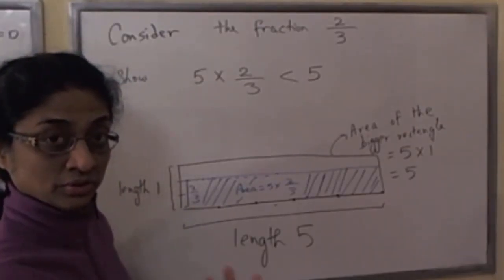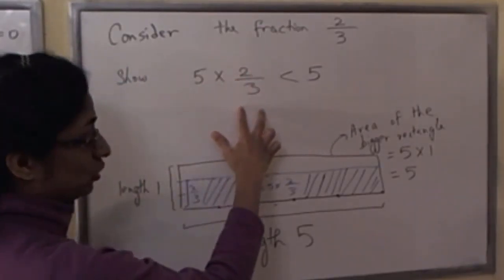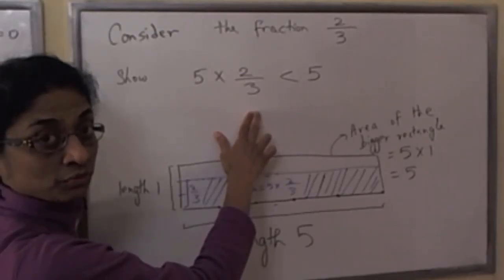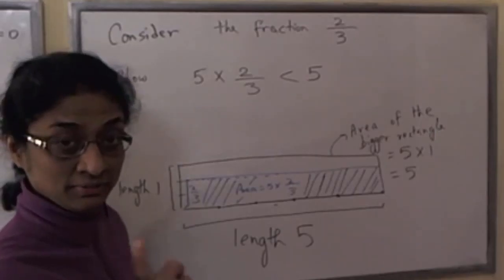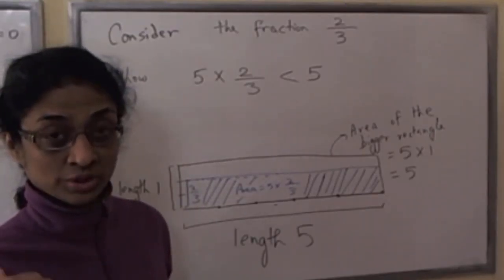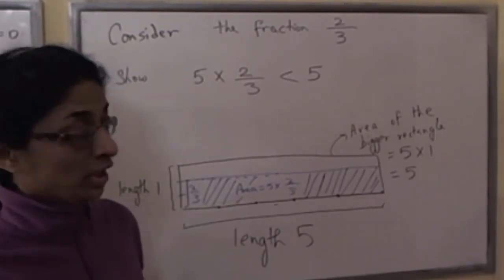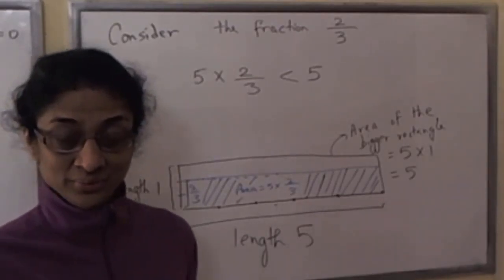Also think about another scenario. What if this 2/3 were bigger than 1? What if you were multiplying 5 by an improper fraction? I'll leave that to you to think about, and we'll just state all the conclusions using letters now.